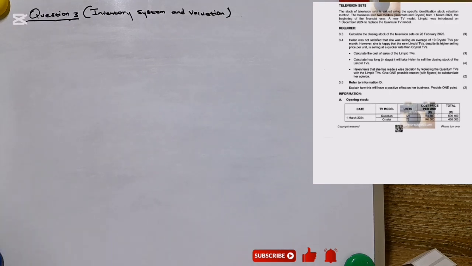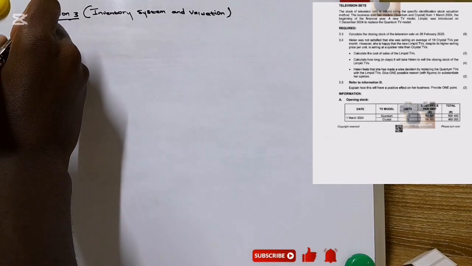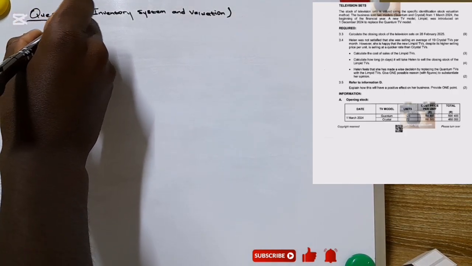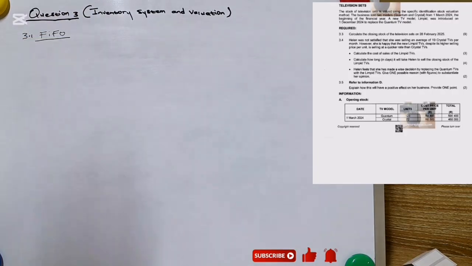If you can go to information number A, remember the first one, 3.1, we are going to use FIFO method. On information A, we have 1st March 2024, which is our opening, and 28th February 2025, which is our closing. We have units, we have unit price, including carriage, and then we have our total, which is amount.